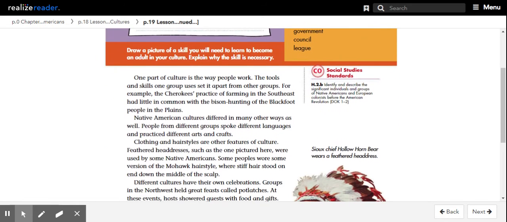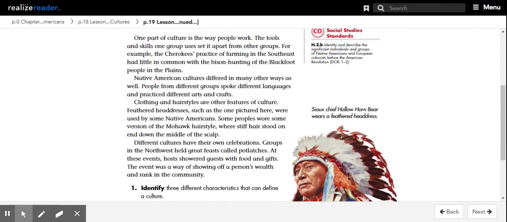One part of culture is the way people work. The tools and skills one group uses set it apart from other groups. For example, the Cherokees' practice of farming in the Southeast had little in common with the bison hunting of the Blackfoot people in the plains.